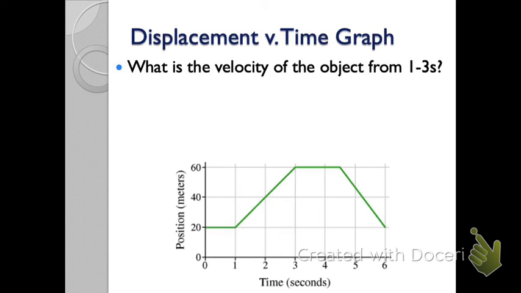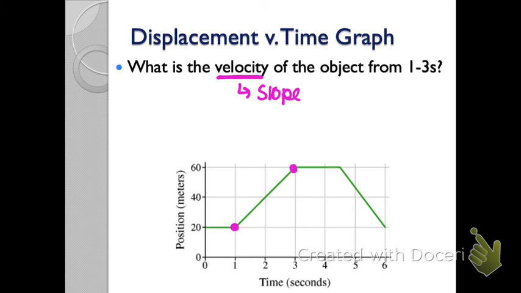All right, so looking at the same graph, what is my velocity from 1 to 3 seconds? What does this mean I'm going to have to solve for? The slope. Okay, so that's how I look at this graph. I need to find the slope of my graph from 1 to 3 seconds. So here to here.